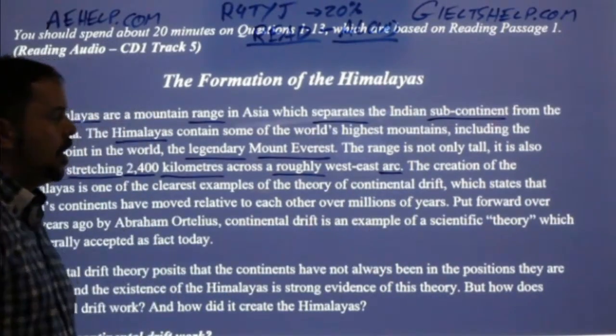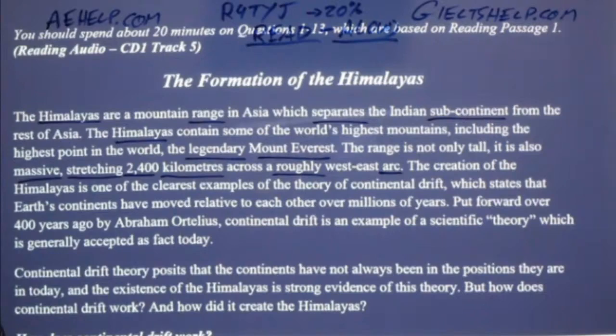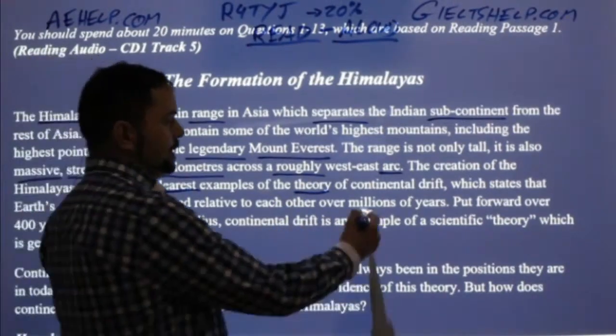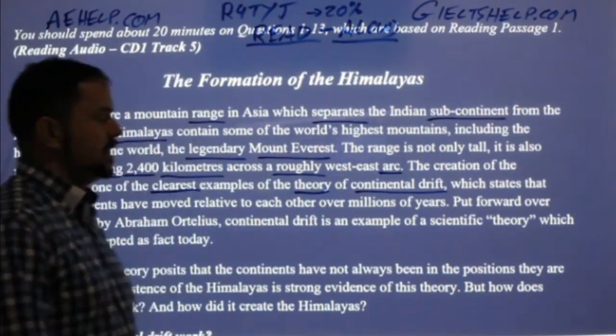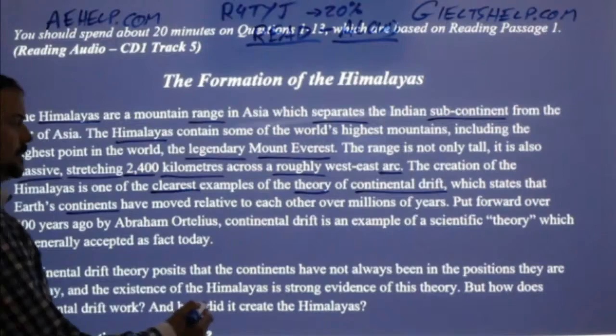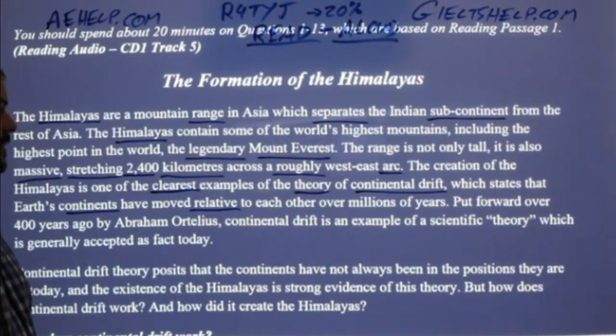Arc, arc. Clearest, clearest. Theory, theory. Continental drift, continental drift. Continents, continents. Relative, relative. 400, 400. Abraham, Abraham. Ortelius, Ortelius.